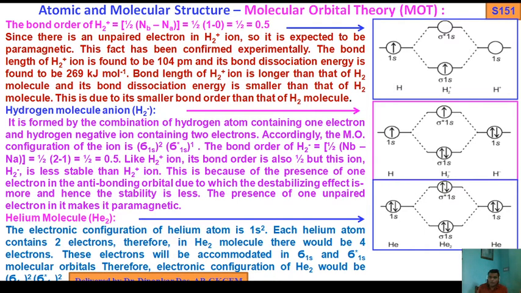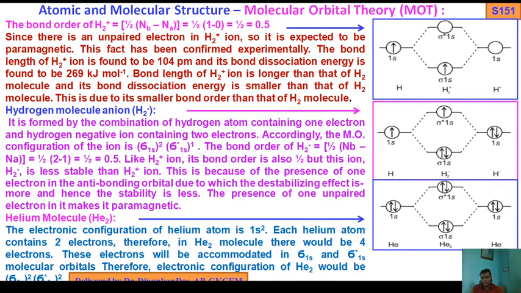As you know, antibonding means there is a repulsion, bonding MO means there is attraction. So when electrons go to the antibonding MO, there will be a destabilizing effect, and that effect is more prominent than the bonding MO. So that's why stability is less. The presence of one unpaired electron makes it paramagnetic. So magnetic behavior is paramagnetic due to the presence of one unpaired electron.